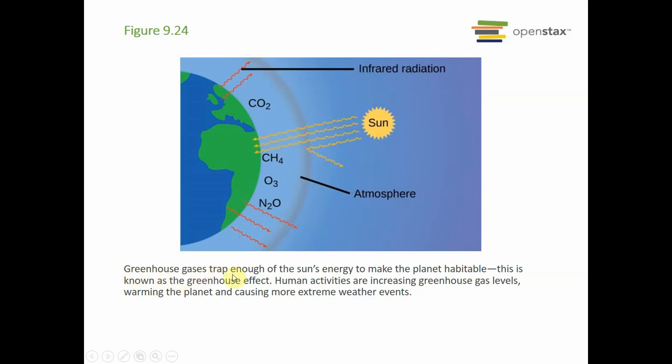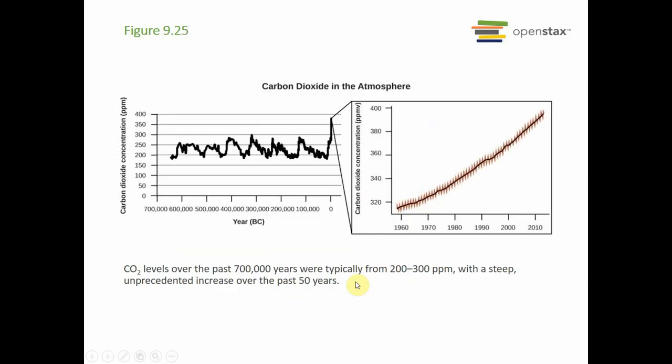So greenhouse gases trap enough of the sun's energy to make the planet habitable. This is known as the greenhouse effect. Human activities are increasing greenhouse gas levels, warming the planet and causing more extreme weather events.